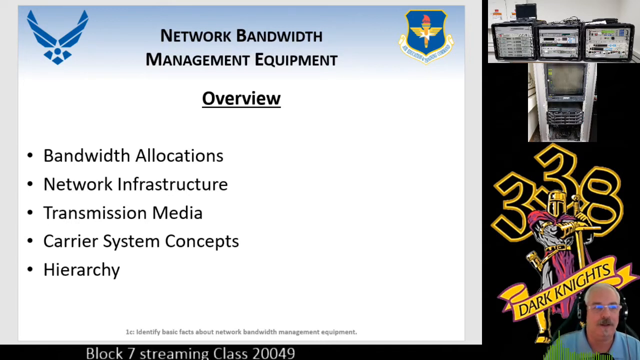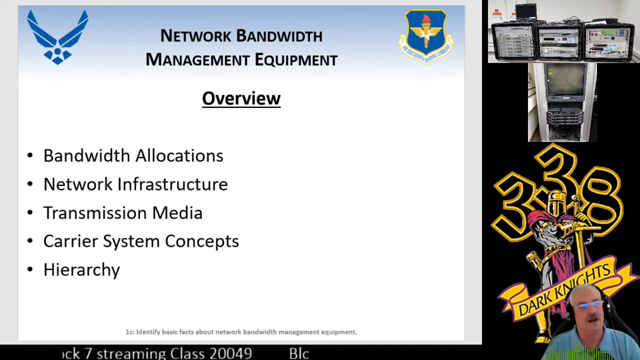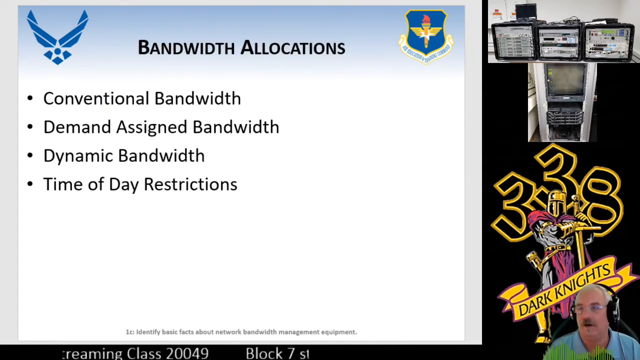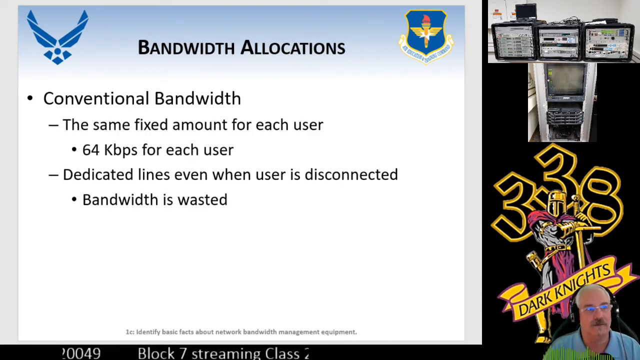We're going to look at bandwidth allocations, network infrastructure, transmission media, carrier system concepts, and hierarchy. Let's take a look at the first one. There are four, count them, four bandwidth allocations: conventional, demand assigned, dynamic, time of day. Let's go through each one of them.